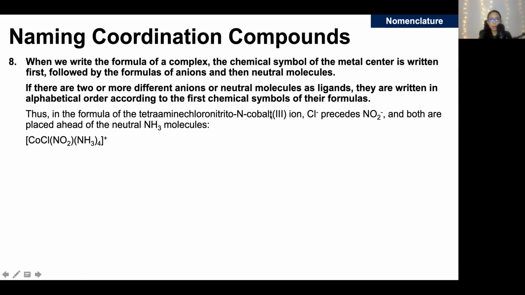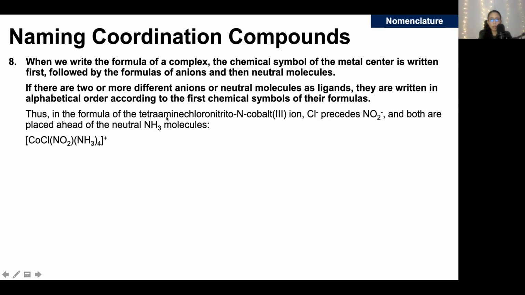Which means if you have this tetraammine chloronitrito-N cobalt(III) ion, your center is cobalt. What ligands do you have? You have ammine. So this is a typo. That should be double M. Ammine, chloride. You have 4 ammine, 1 chloride, and 1 NO2. And then the charged ligands are chloride and NO2 or nitrite.